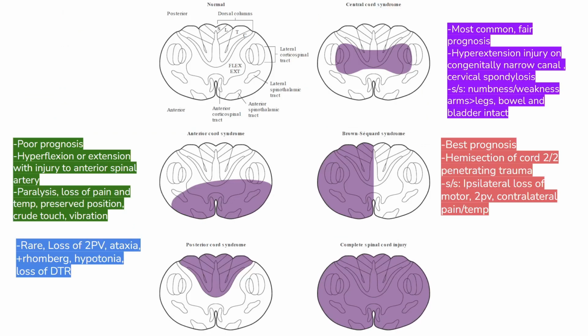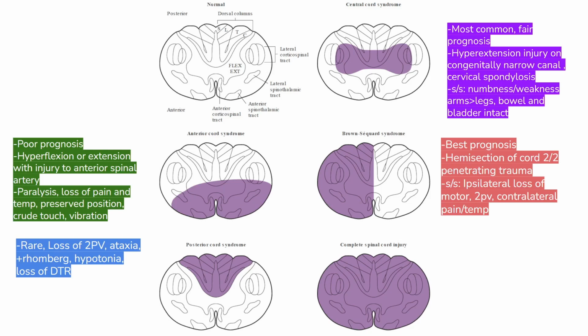All right, cord injury patterns, okay? So anterior cord syndrome, poor prognosis, hyperflexion injury, right? It makes sense that if you flex the back, you're going to injure the front of the cord. Paralysis, loss of pain and temperature, preservation of position, crude touch, vibration.